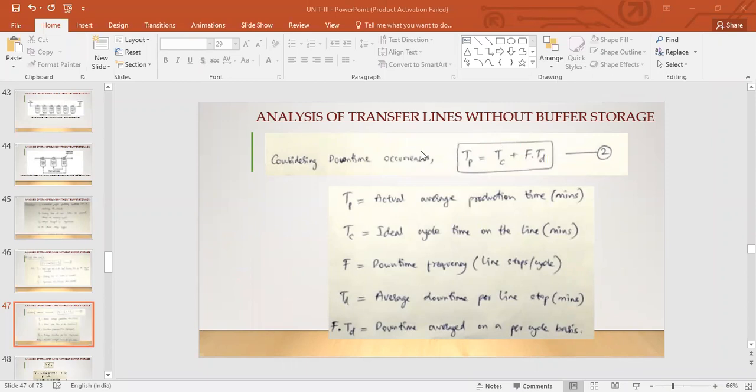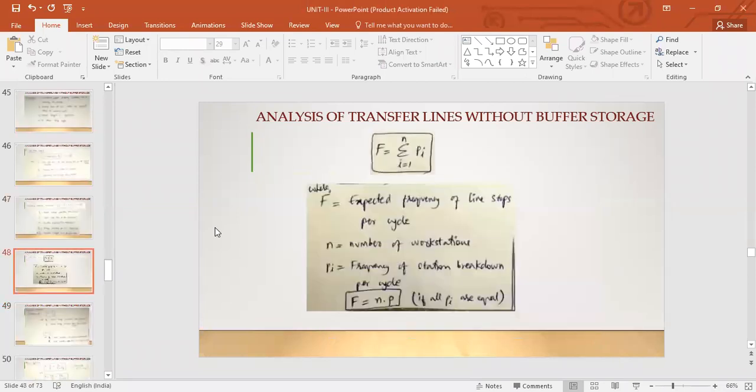Okay, that's the downtime. The other thing is, how do you calculate F, the frequency? So basically it depends on this formula, that is the summation of pi, i going from 1 to n. What is p? P is the frequency of station breakdowns, the probability of station breakdowns.